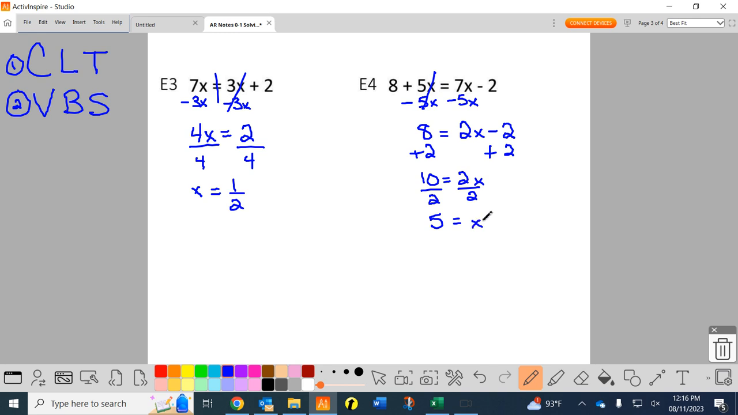Okay, listen, this is something I have a lot of people freak out about. Guys, is x equals 5 the same thing as 5 equals x? Yes or no?